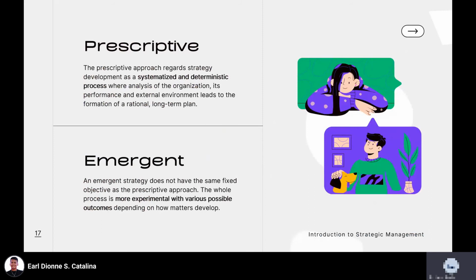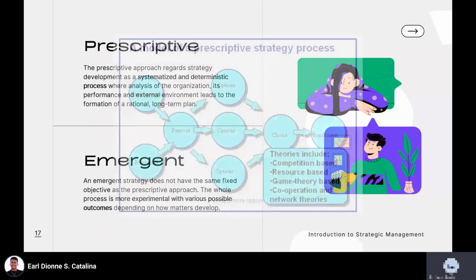This brings to the fore the importance of determining how effectively the prescriptive and emergent approaches can meet the needs of today's businesses when formulating strategies. First is the prescriptive approach. A prescriptive strategy is one where the objective has been defined in advance and the main elements have been developed before the strategy commences. The prescriptive approach regards strategy development as a systematized and deterministic process where analysis of the organization, its performance, and external environment leads to the formation of a rational long-term plan.